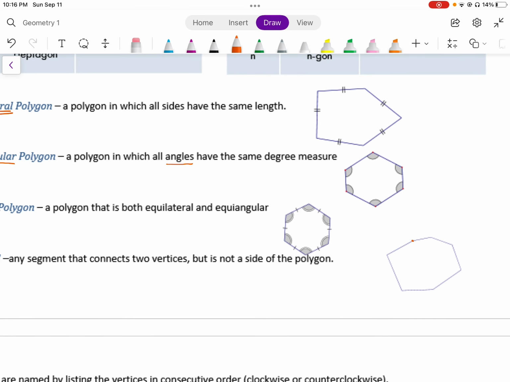And then a diagonal, any segment that connects 2 vertices but is not a side of a polygon. So if I pick this vertex and this vertex, that is a diagonal. If I pick this vertex and this vertex, this one's a diagonal. However, if I choose this vertex and this vertex, that's not a diagonal because it's a side, and it's not allowed to be a side.